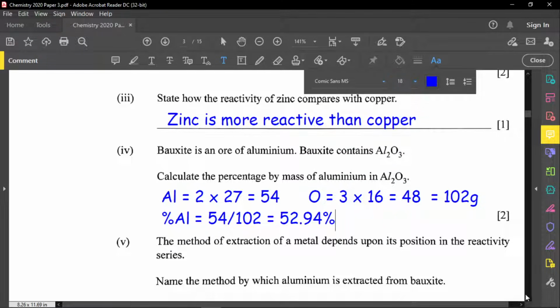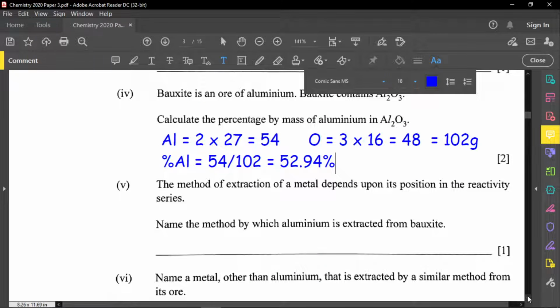For part 5, it said the method of extraction of a metal depends upon its position in the reactivity series. It said name the method by which aluminum is extracted from bauxite, and this is electrolysis.